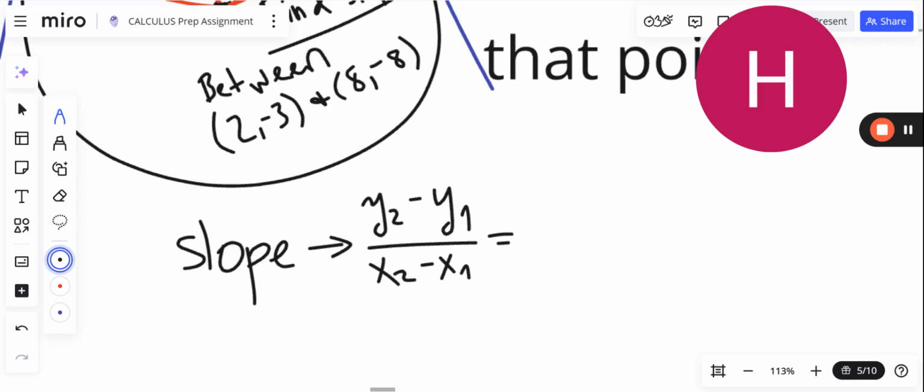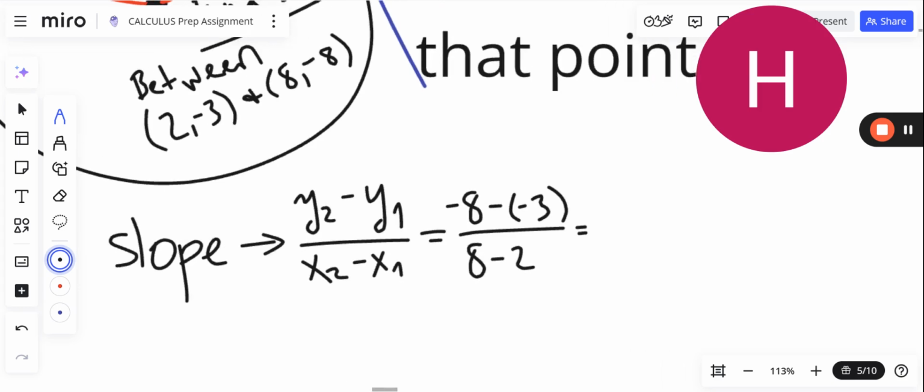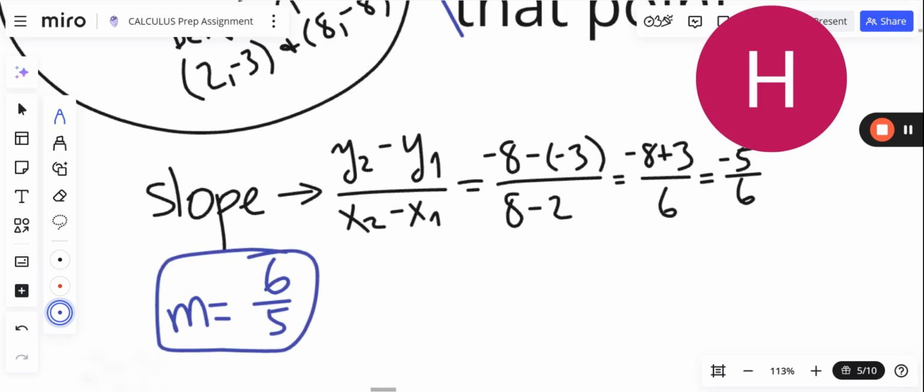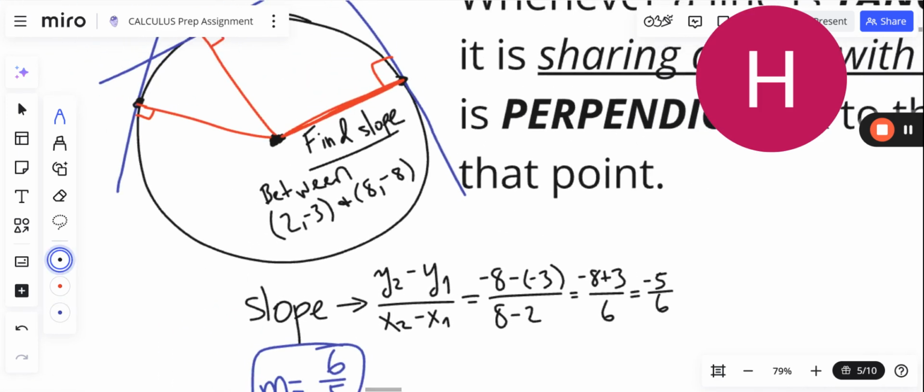Okay, so let's do this. Negative 8 minus negative 3 over 8 minus 2. So we have negative 8 plus 3, which is negative 5, over 6. And that doesn't reduce at all. But our perpendicular slope is therefore going to be positive, and it's going to be 6 over 5. Okay, so that took some work, but it really mostly took thinking and planning.